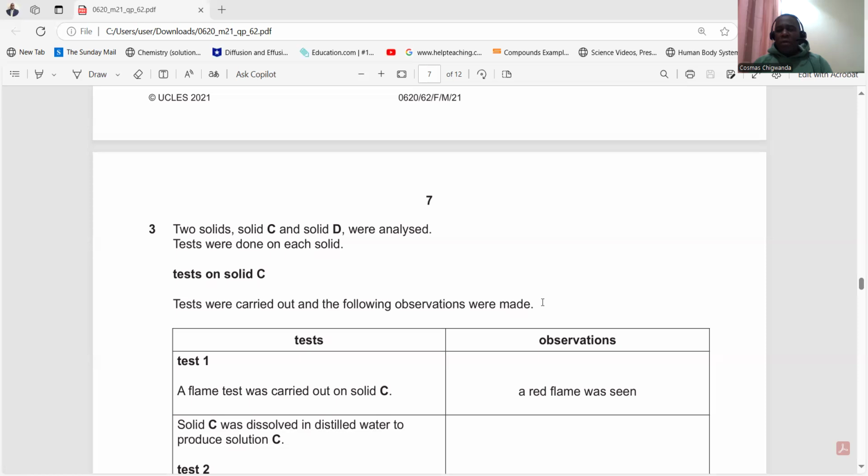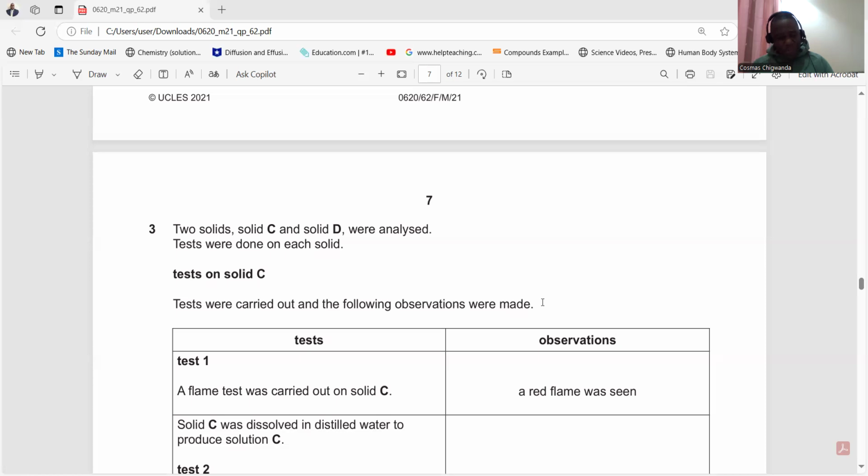Right. So we want to look at this question, which was saying two solids C and D were analyzed. Tests were done on each solid. This is usually the way the questions are asked. In one case, they will tell you that solid D contained this anion and this cation, and you are supposed to write down the results that are obtained when we use certain reagents. And one of the things that you're also supposed to be familiar with are flame tests.